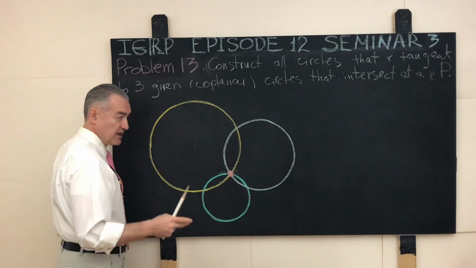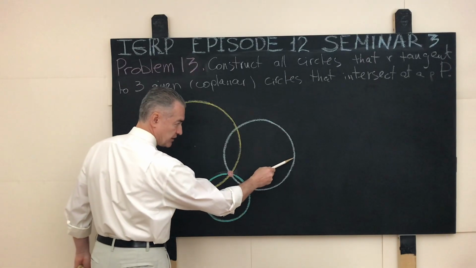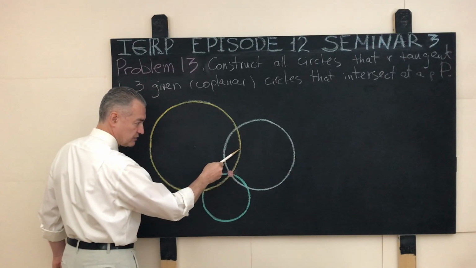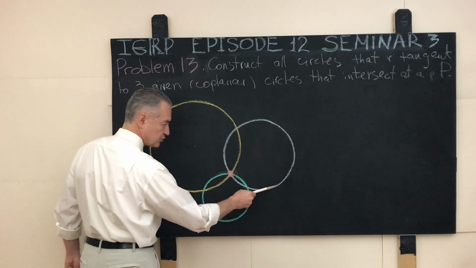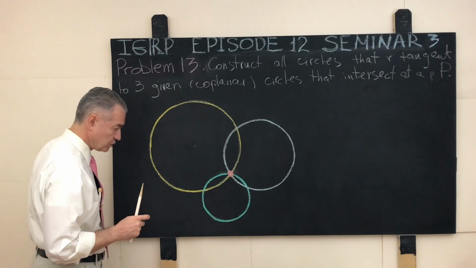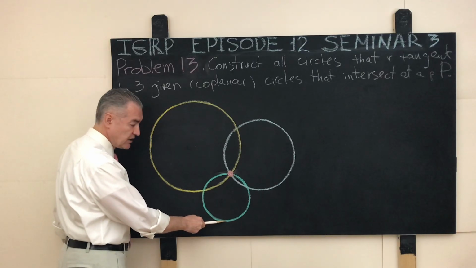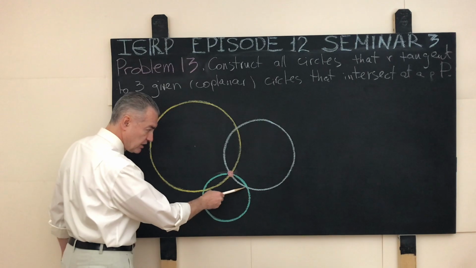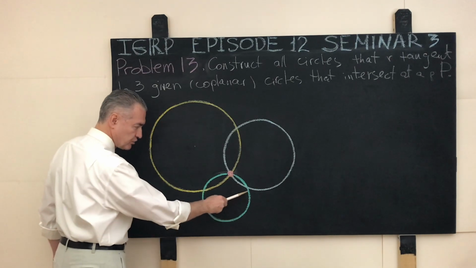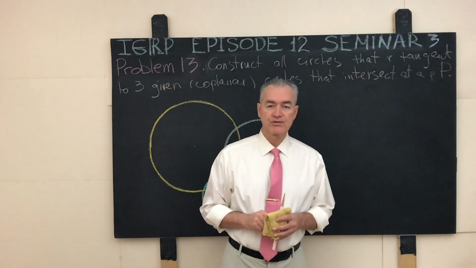We should have the third solution circle that touches, for example, the light blue circle internally, while touching the yellow and the green circle externally. And lastly, we should have the fourth solution circle that touches the electric green circle internally, while touching the light blue and the yellow circle externally. Now, how do we find these solution circles?